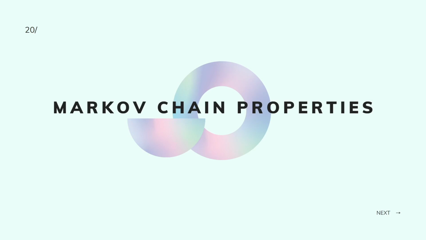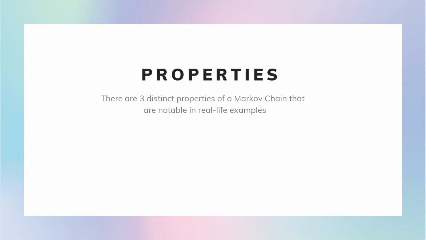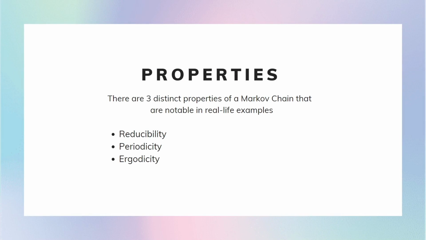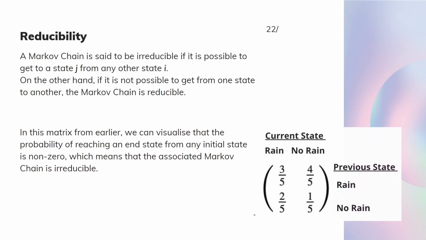Now, let's discuss some properties of Markov chains that are notable in real-life examples. The 3 properties that we'll be discussing here are reducibility, periodicity, and ergodicity. Reducibility. A Markov chain is said to be irreducible if it is possible to get to a state J from any other state I. On the other hand, if it's not possible to get from one state to another, the Markov chain is said to be reducible.